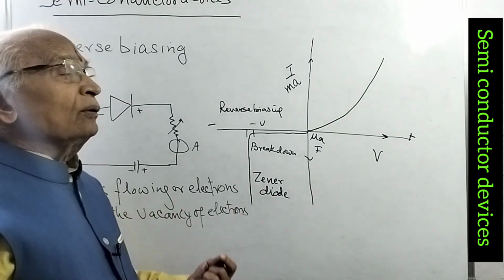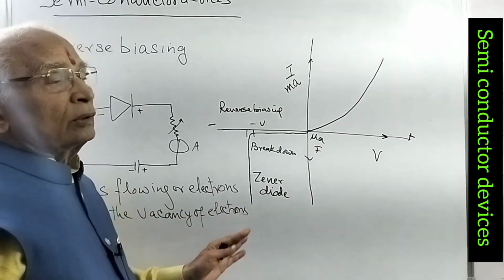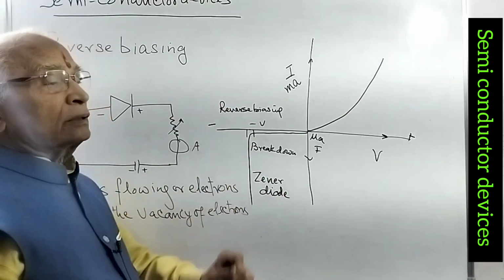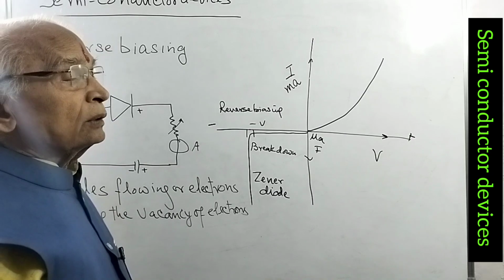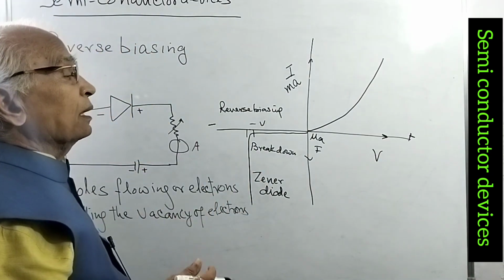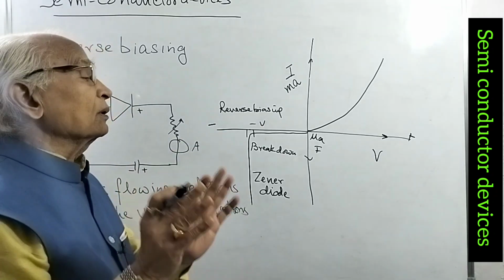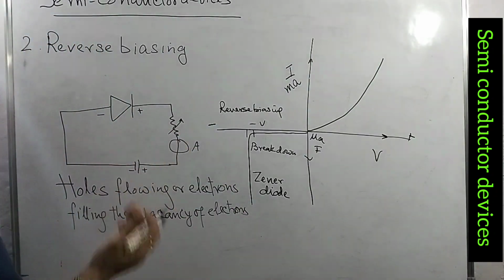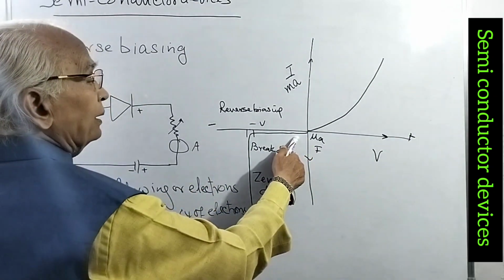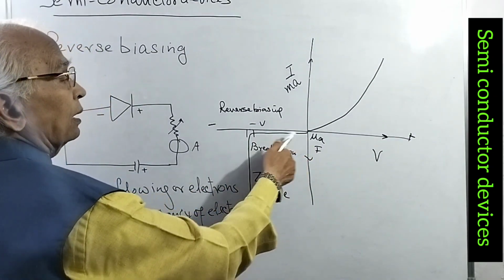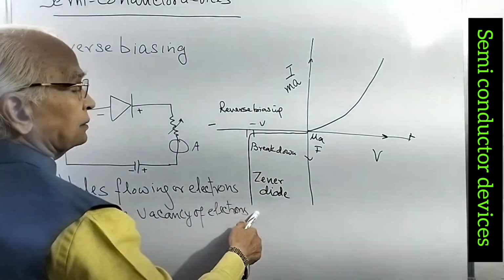Zener diode: a diode in the reverse biasing at the Zener breakdown voltage works as a constant voltage source, and the current is very high due to the majority current carriers. Breakdown means covalent bonds are broken and a large number of electrons are free. But in the beginning, from 0 to minus 5, 6 volt, the current was almost constant, in microamperes, and then suddenly it increases very high.